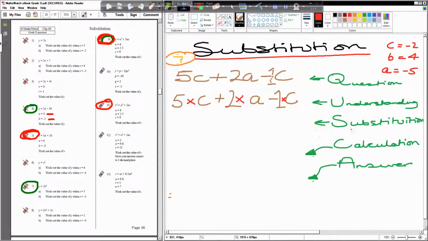Now let's do the substitution part. Now we can start putting in the values. So the c value was -2 and the a value was -5, and in this particular question we've got 2 sets of c's. Okay, we don't have any b's in there. Okay, let's have a look. Which question number was that? 5c plus 2a. Yes, okay. So you put the c value in again. Okay, now copy it out as you go now. 5, 2, -1, times.